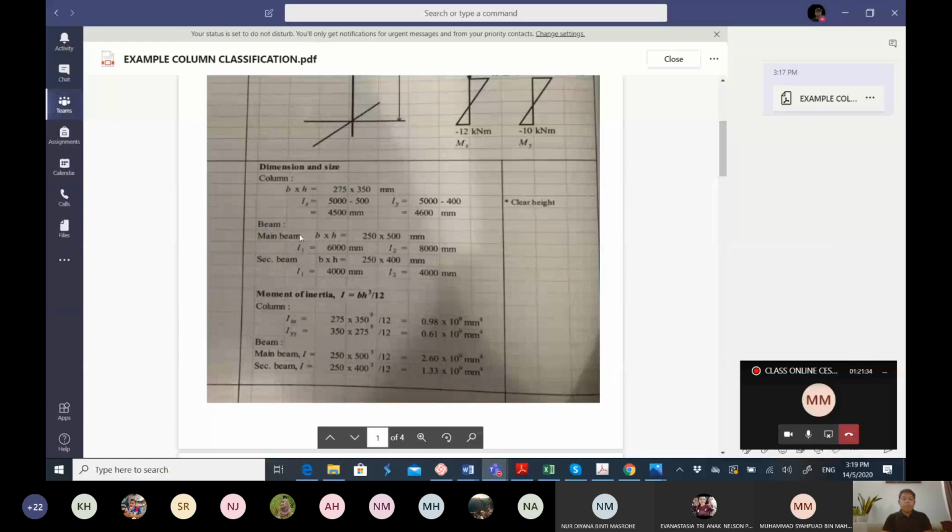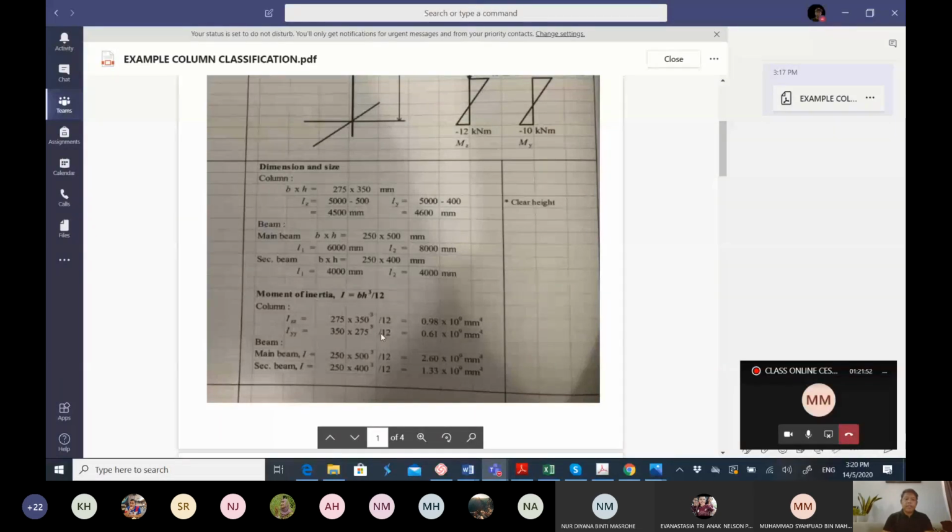And then you calculate the moment of inertia, BH cube over 12. For the column, you have to remember, for the Z axis it is BH cube over 12, and for the Y axis it is HB cube over 12. The unit is millimeter power of 4. And then you do the same process for your beam.